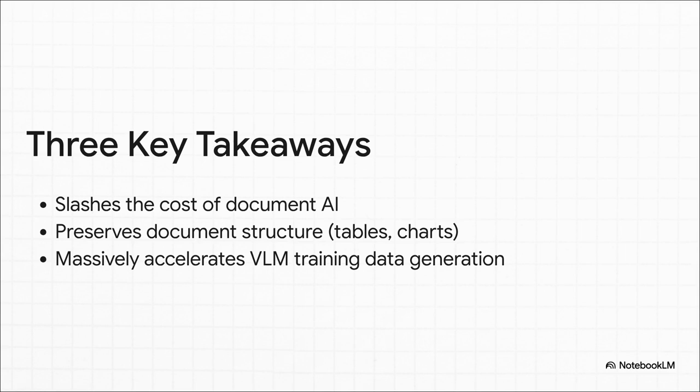First, it absolutely demolishes the cost of letting AI understand documents. Second, and this is huge, it preserves the visual structure, so the AI doesn't just see words, it sees a table as a table. And third, that incredible speed means we can create the training data for the next wave of AI models faster than ever before.